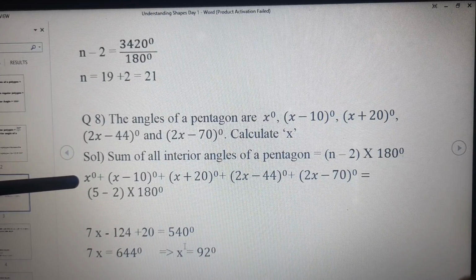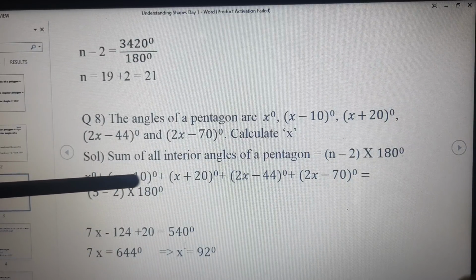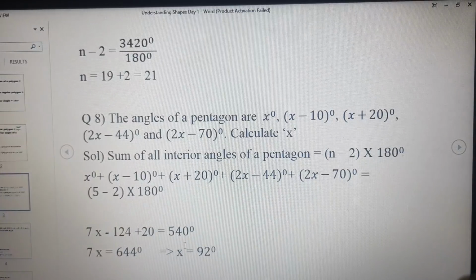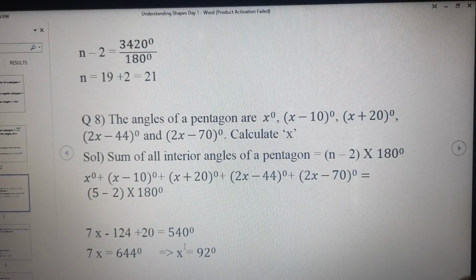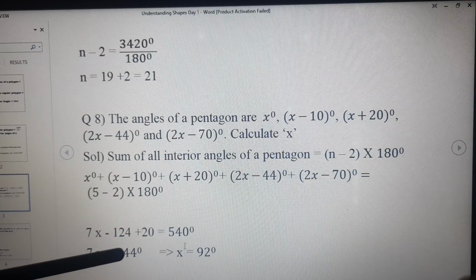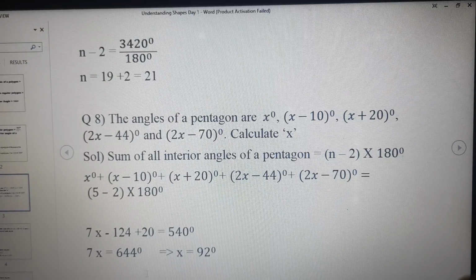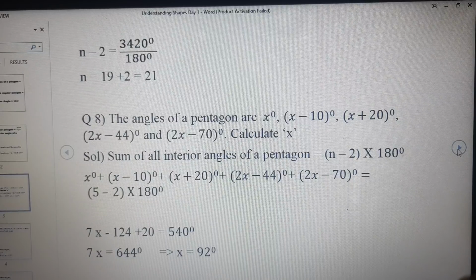Here we are going to solve it, so we will get 7x as x plus x plus x plus 2x plus 2x becomes 7x, and then minus 10 plus 20 minus 44 minus 70, if you solve it, you will get minus 124 plus 20. And finally you get the answer, x is equal to 92 degree.